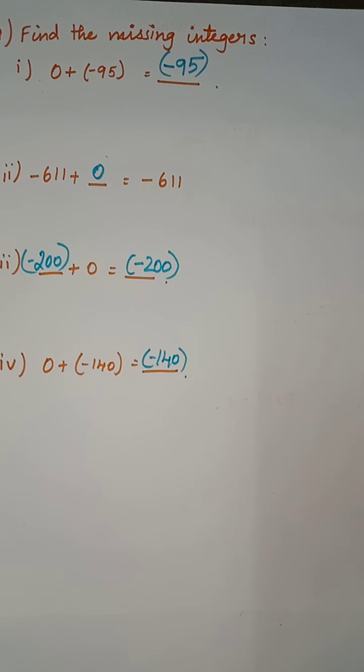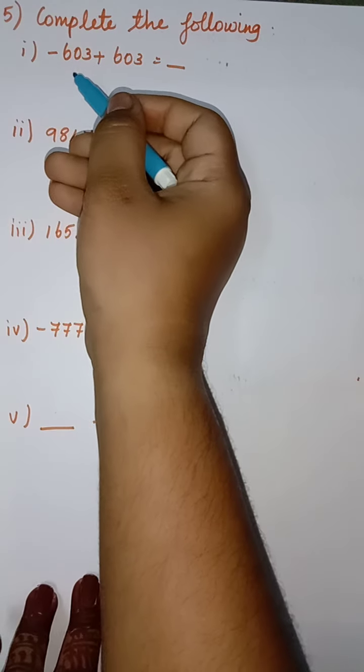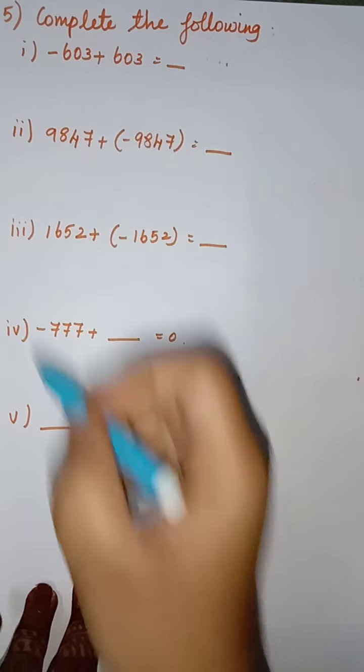Okay, now the next, the fifth question, is complete the following. Here also we are going to see the identity property and the inverse property. The first question they have given is minus 603 plus 603.